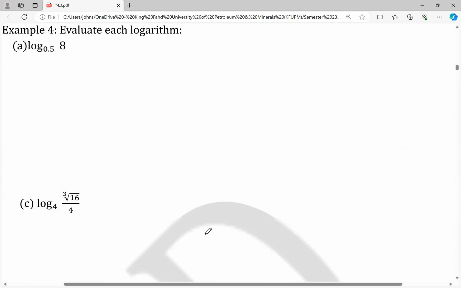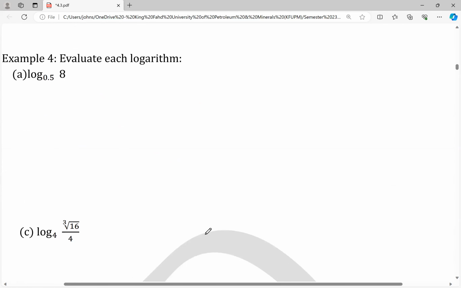So in example 4, we're just to evaluate, because here it's not talking about solving for x. It's not an equation. So we want to evaluate. It means we want to know the value. What is the value here? So what we do here, we can equate this to be, let's say, m, or you can use any letter of your choice.